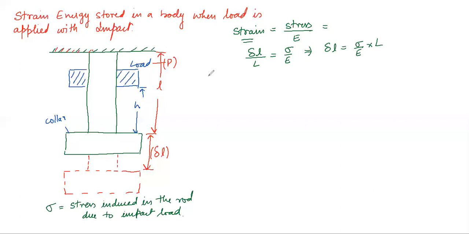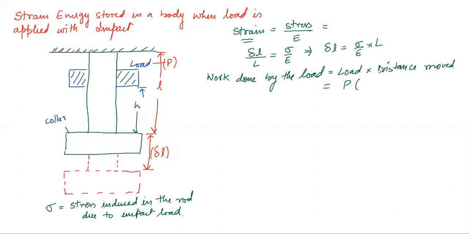Therefore, work done by the load, how much amount of work is to be absorbed, or you can say the energy absorbed, is defined as work done by the load, right? So work done by the load is defined as load into distance moved. So it means what? Load is defined as P, right? And how much distance is moved? H distance plus delta L, right? So this is the total distance moved.